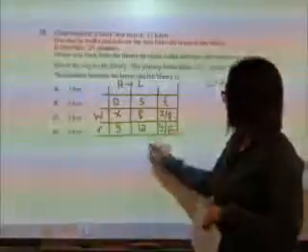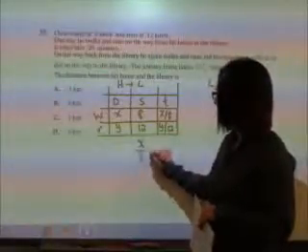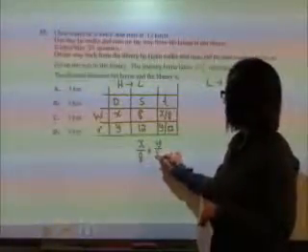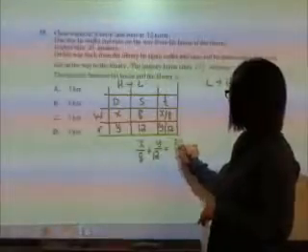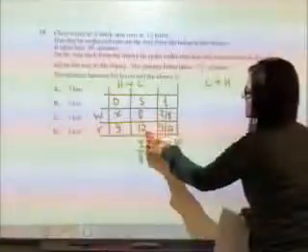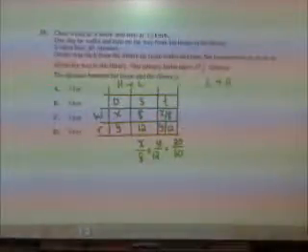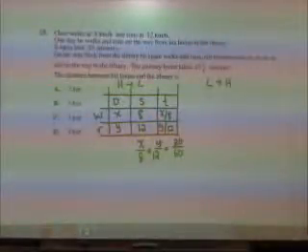And I know that the time he spent walking and running is 20 minutes out of 60. I have to put it over 60 because the speeds are given to me in kilometers per hour. So my time has to be in hours.